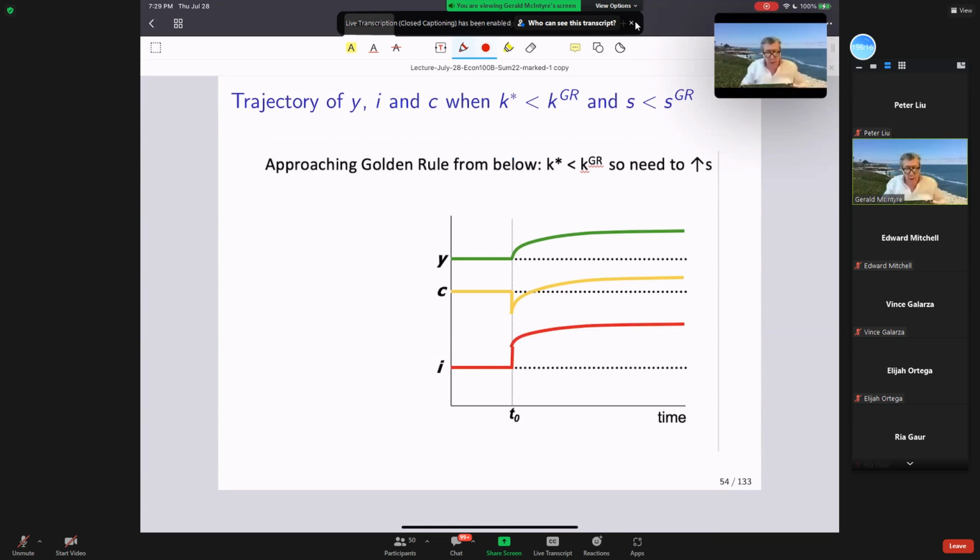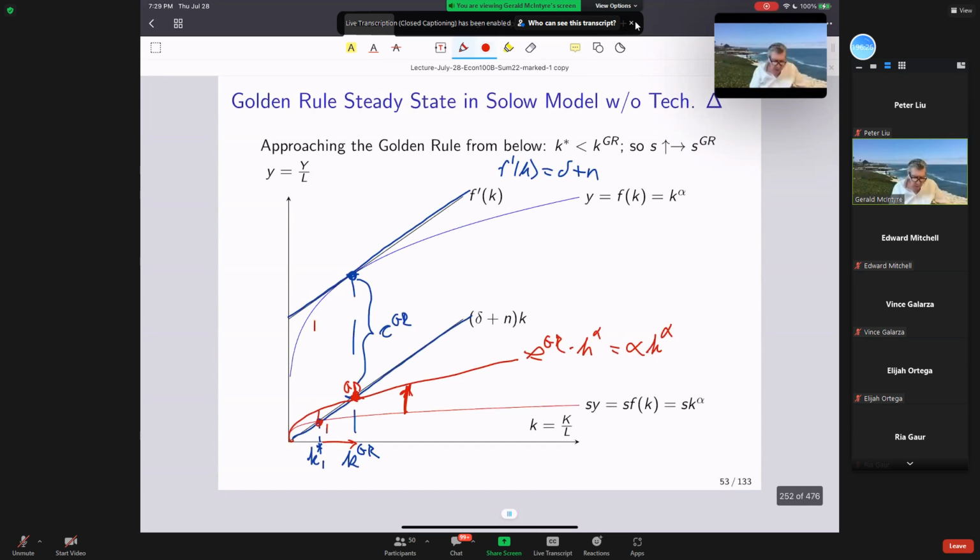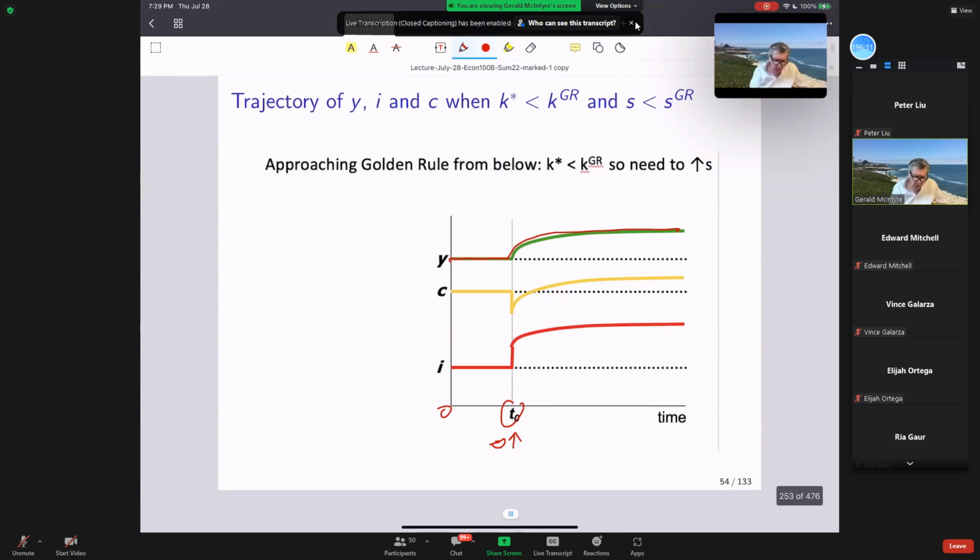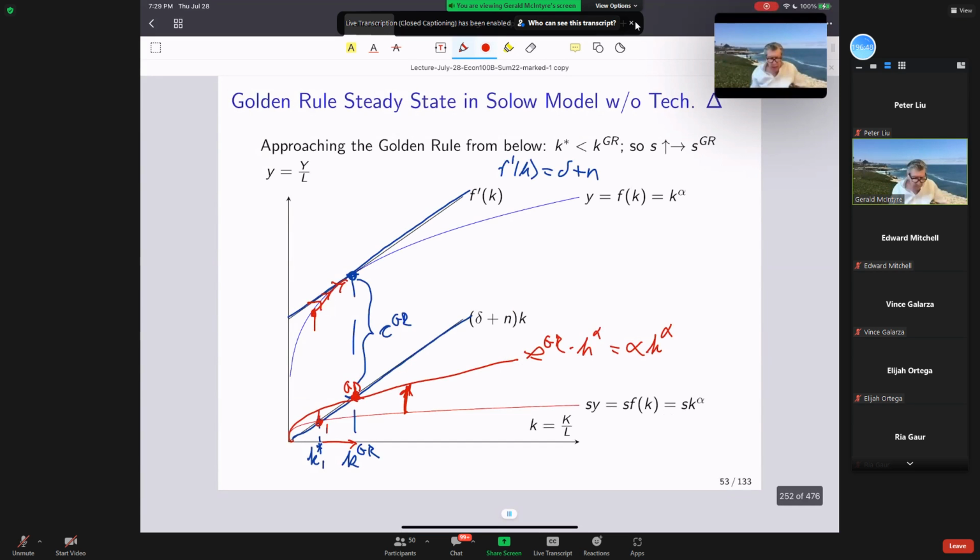Here's output. Remember, at this point, the savings rate will be increased. Nothing, nothing, nothing, and then output per worker grows. Go back to the graph, and you can see we go from here to here. So output per worker does grow along this. And investment would jump up. Remember, investment is savings per worker. It would jump up and then grow a little bit more. Let's go back. Savings jumps up and then grows a little bit more.